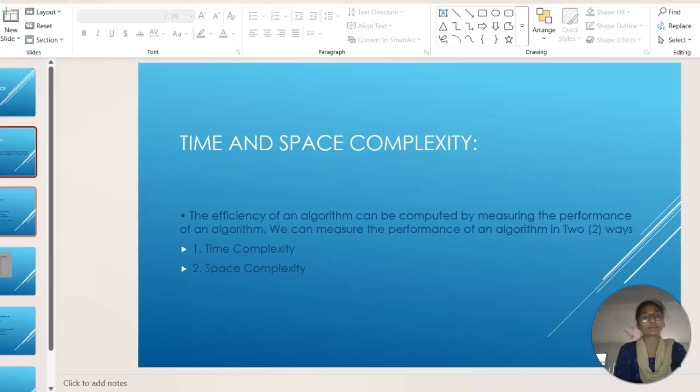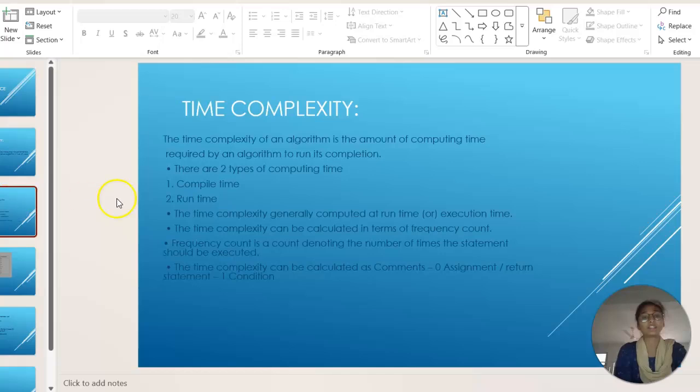First, we have to know what is meant by time complexity. The time complexity of an algorithm is the amount of computing time required by an algorithm to run to completion. There are two types of computing time. The first one is compile time and the second one is runtime. The time complexity is generally computed at runtime or execution time.